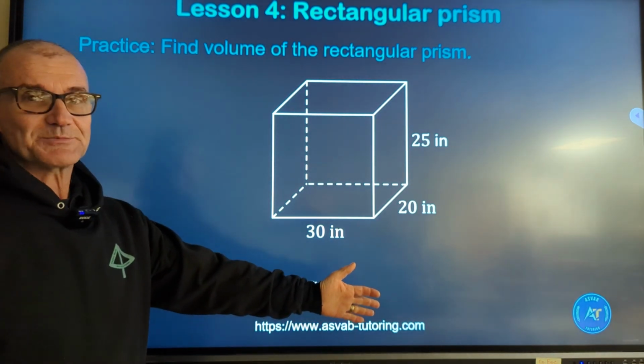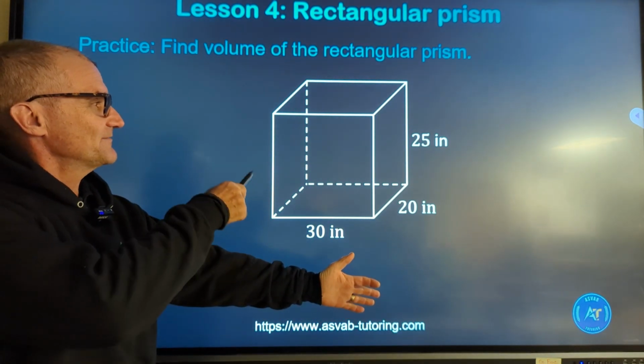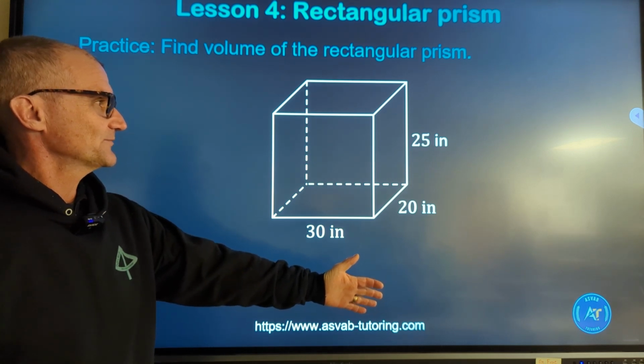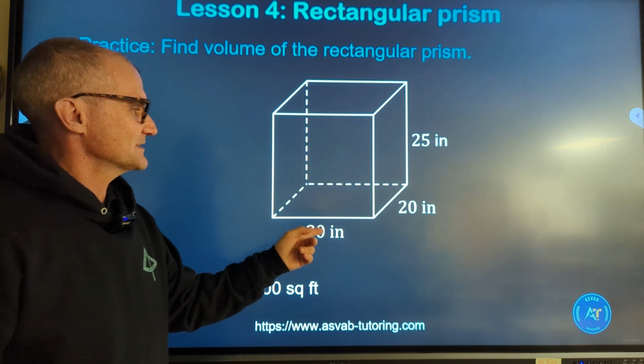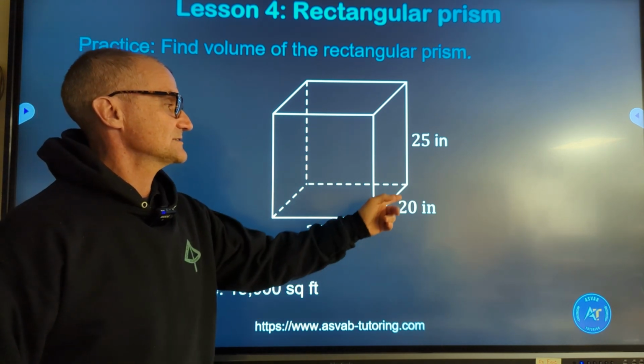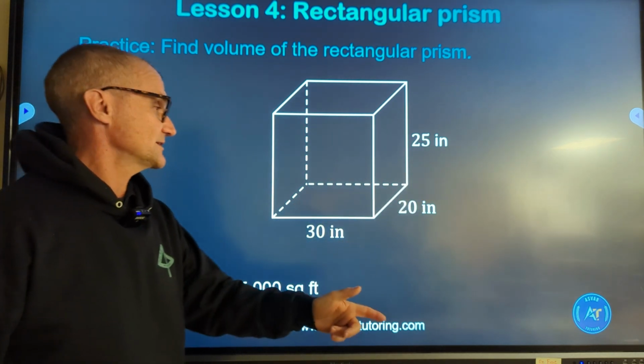All right, here's a sample problem. Pause the video and do this. Find the volume of that rectangular prism. And here's a trick to it when you do it. You're going to multiply all three of those numbers together. Your units are going to be inches times inches times inches, cubic inches.